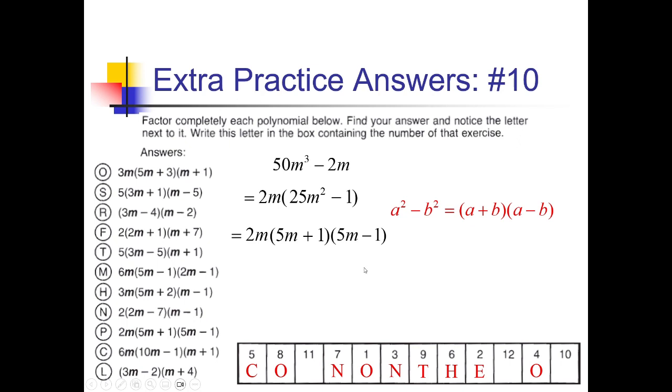Now that I've got this fully factored, let me see if I can find that over in the answers. It looks like it's down there. This is going to be a p going in spot number 10.